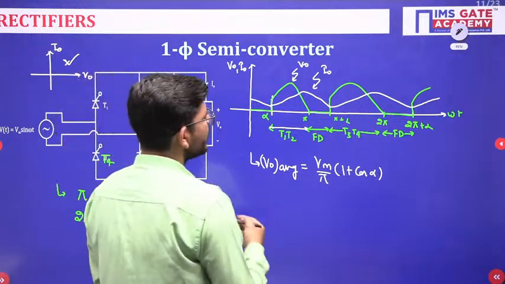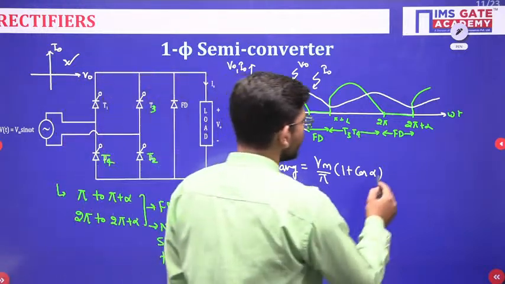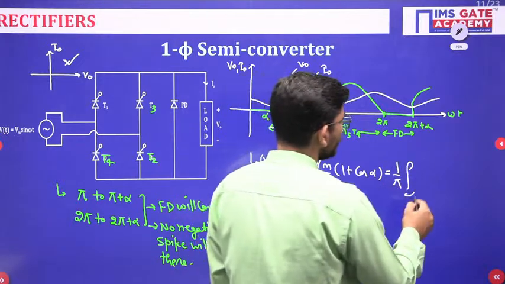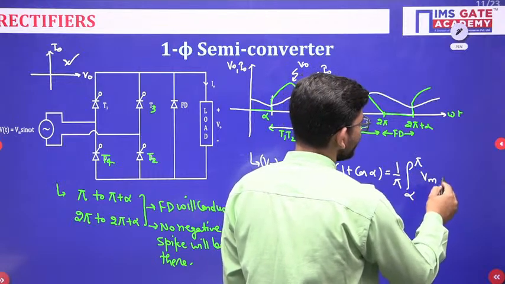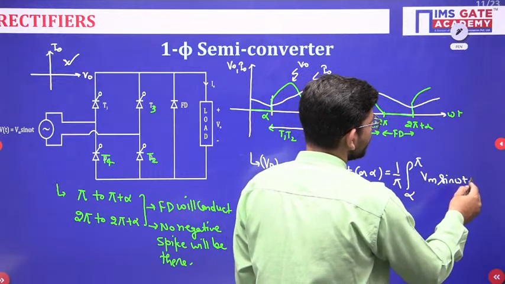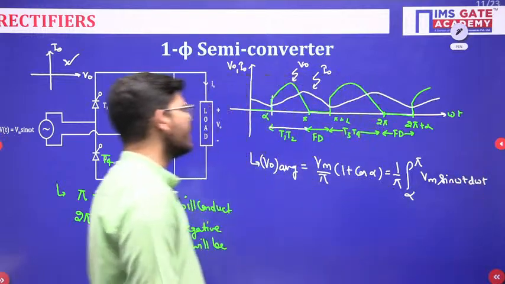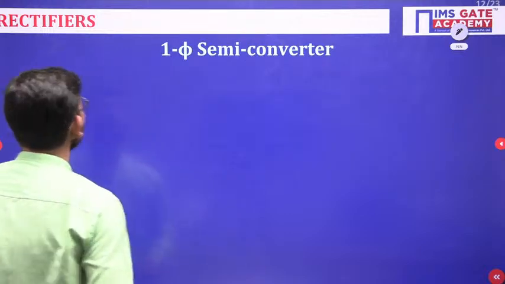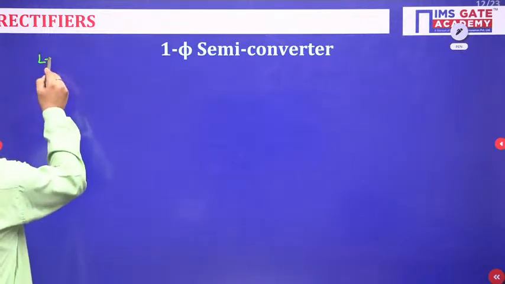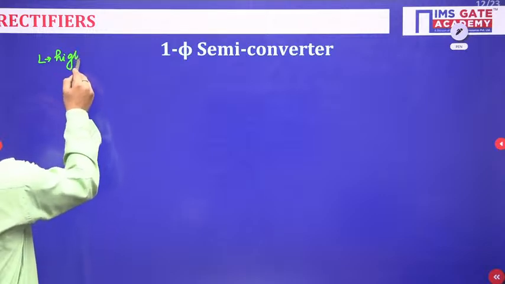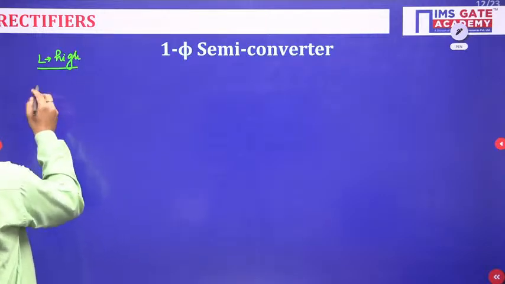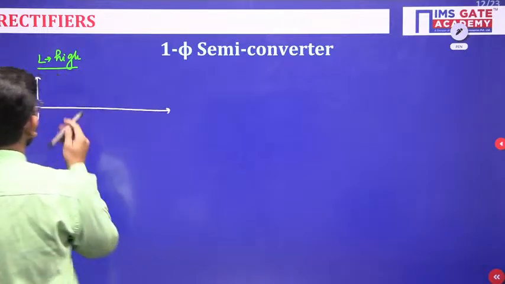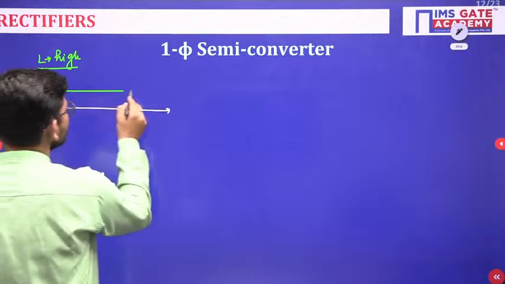So RMS voltage you can calculate by using the formula. What we have done here is, the time period is pi and we have integrated from alpha to pi Vm sin omega t d omega t. That's how you can find the average output voltage here. Now let us talk about the currents and the expression, assuming that the L value is very high. What will happen if the L value is very high? The output current can be assumed to be constant. So the output current will be constant.